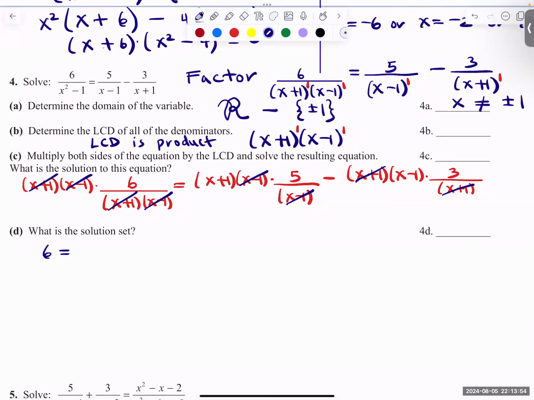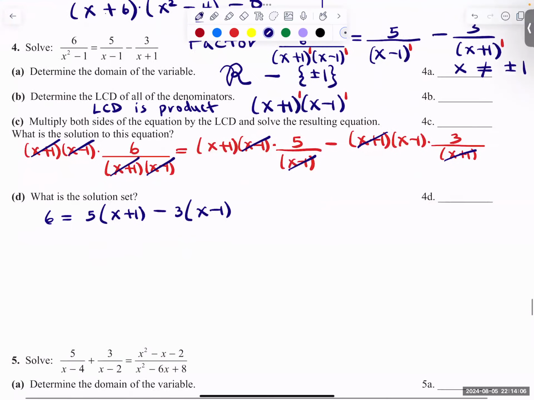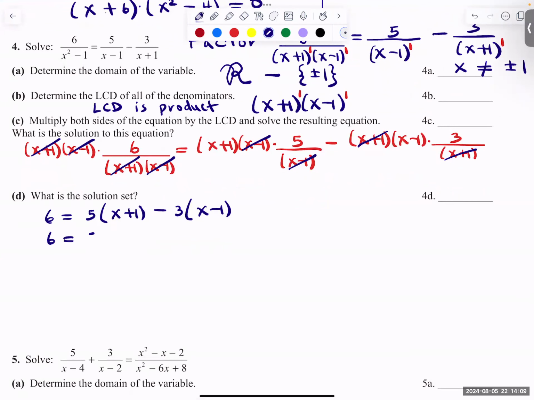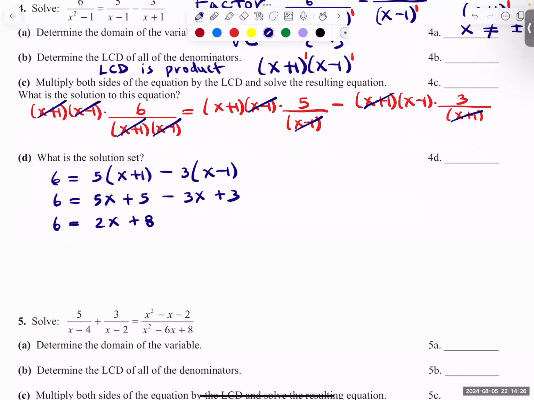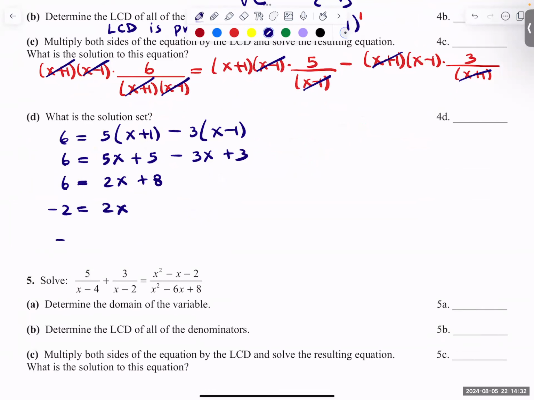is equal to, and let's put the 5 on the left and then distribute the 5 times x plus 1. Then we'll put the 3 on the left so it's more familiar, times x minus 1. So 6 equals 5 times x plus 5, 3 times x plus 3. Simplify. So 6 equals 2x, and 5 plus 3 is 8. 6 subtract 8 will be -2 equals 2 times x. Divide both sides by 2.